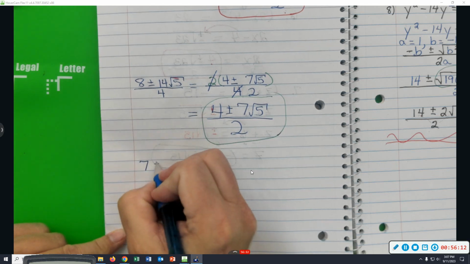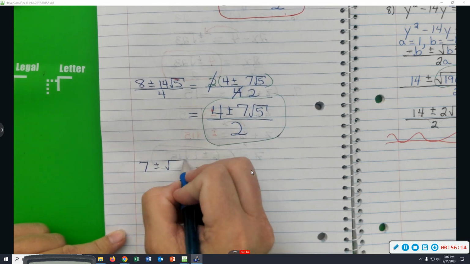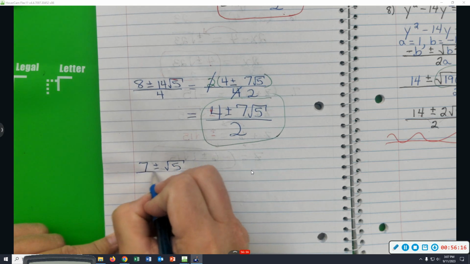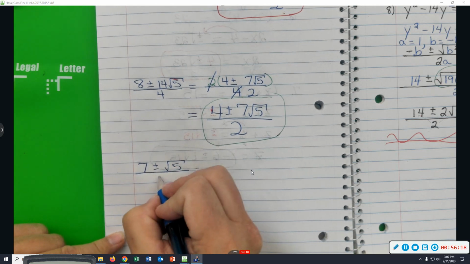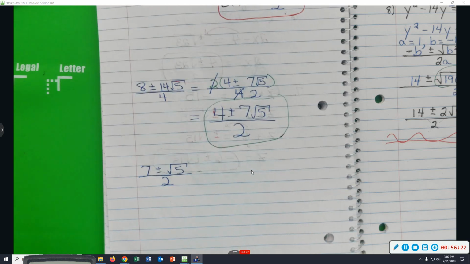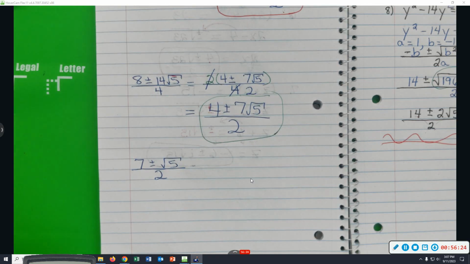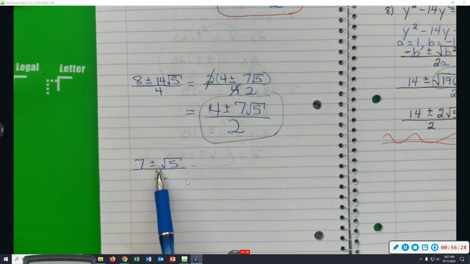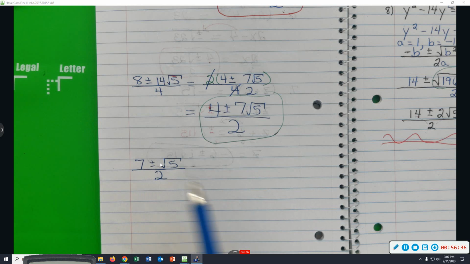7 plus or minus the square root of 5 all over 2. Okay? I don't see a coefficient on this radical. What do I have as an assumed coefficient there? Just a 1?